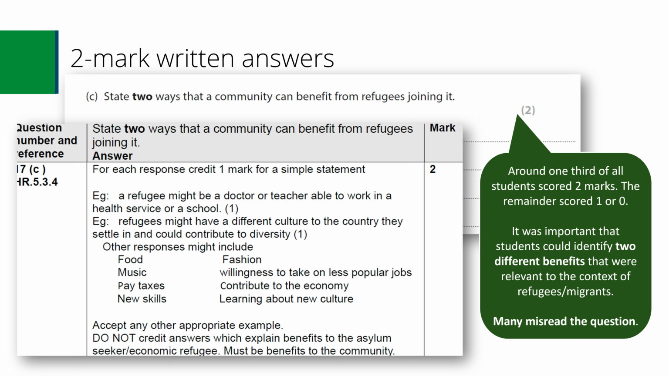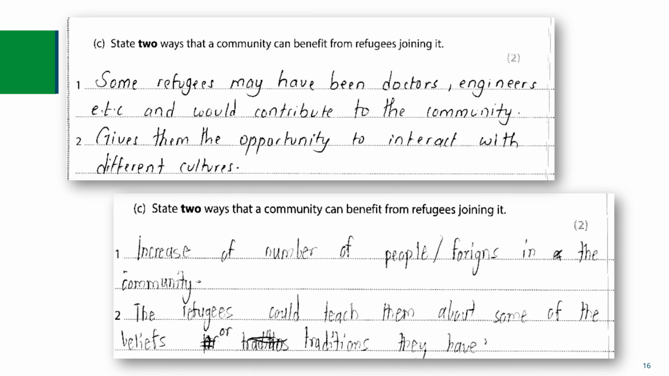Only a third of students scored 2 marks here. The remainder scored 1 or 0. This showed either that they struggled to think of a second way or that they misunderstood the question. The question was asking them what the benefits to the community would be, and unfortunately many misread the question. They rushed, they didn't read carefully, and they wrote about the benefits the refugees would get from being helped, which is a different question.